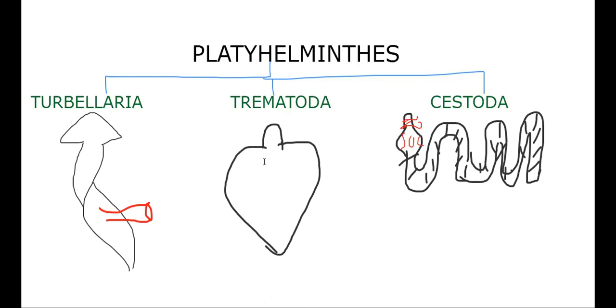So this is Dugesia. Okay, I am introducing Fasciola for you here. Then here, the tapeworm, Taenia solium, as we used to say. So Taenia solium, the tapeworm. Okay, so these are the basics. When we continue with the general characters, we'll come to know everything here.